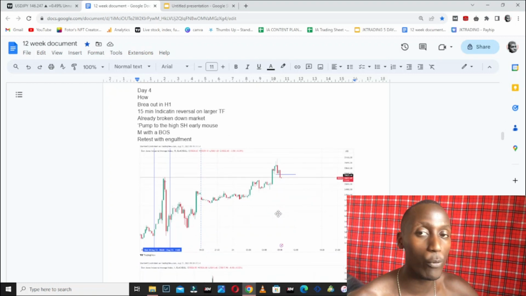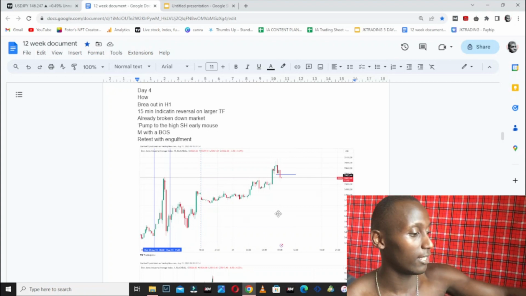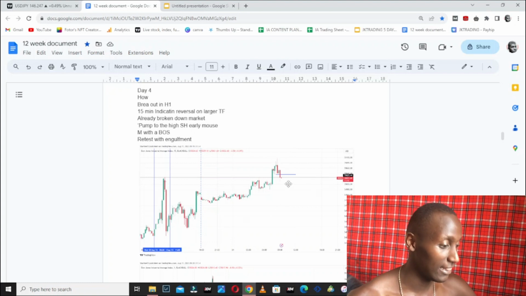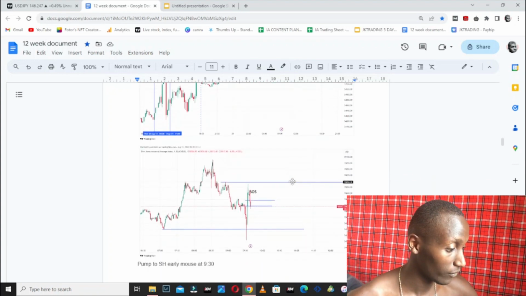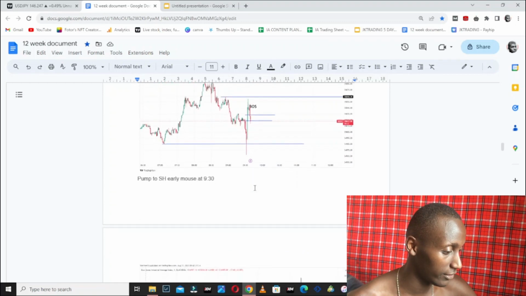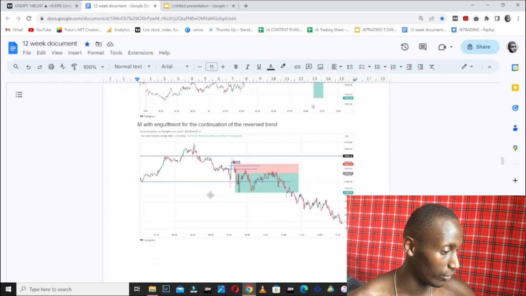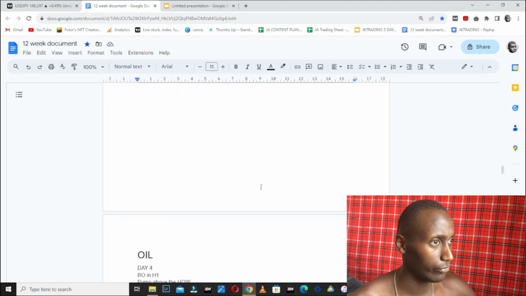What we will be looking now, this is the first hour. The second hour we will be looking for a pump to the high to stop hunt guys who went short early, and then align ourselves with the already now reversed trend. And as you can see, we had the breaking structure, the pump, breaking structure, retest, and we got our entry there. You can see we got our take profit. Price continued breaking down to, I think, the low of the low of the previous day.